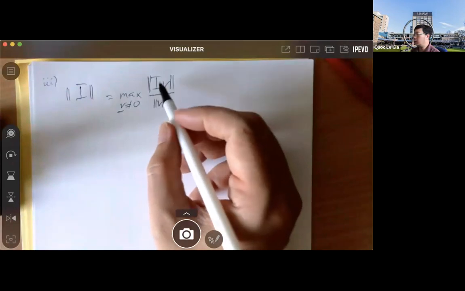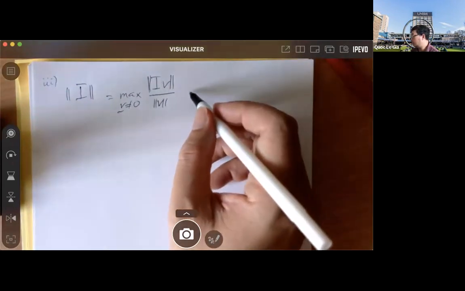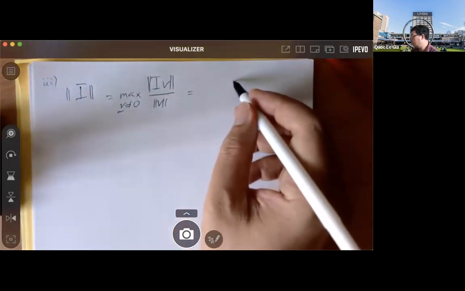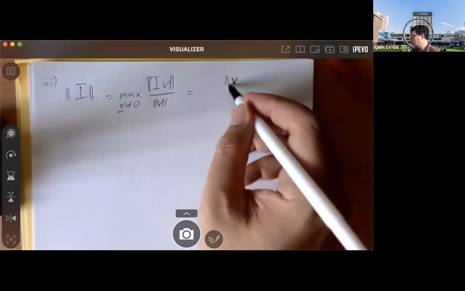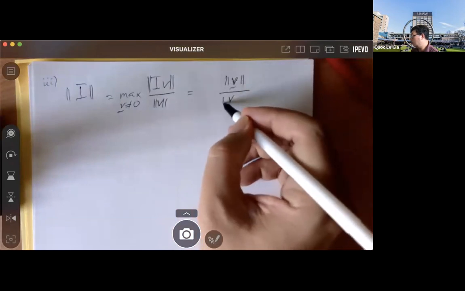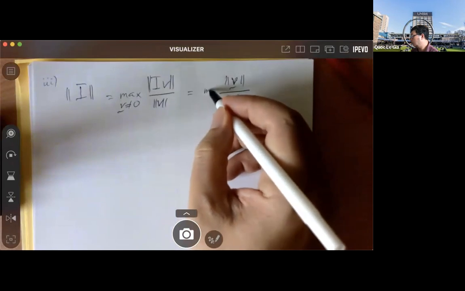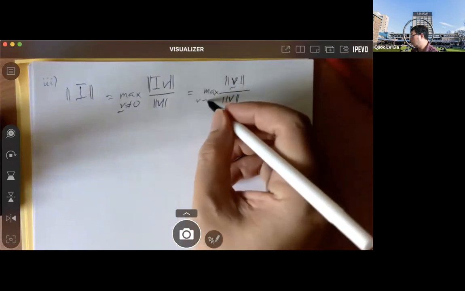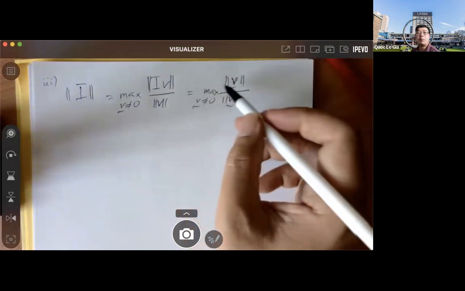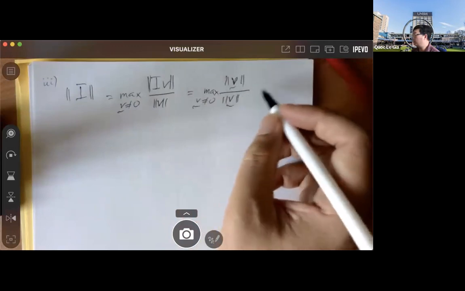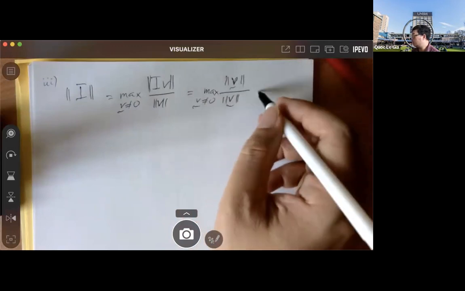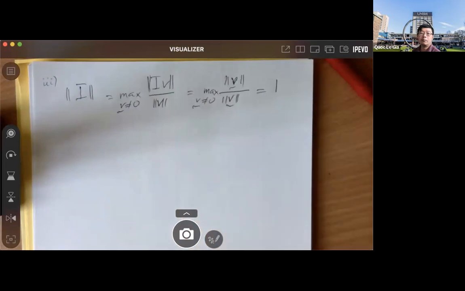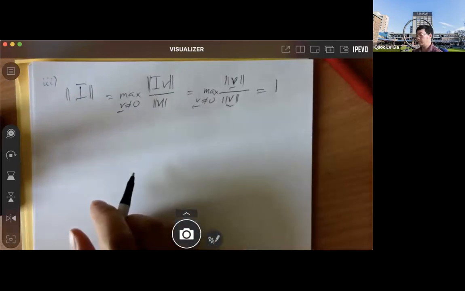But identity matrix multiplied by a vector, then you just get the same vector, right? You don't change it. And so this one is maximal of 1. All of the V give you 1. So this one just gives you 1 all the time. Okay, so just follow from the definition.